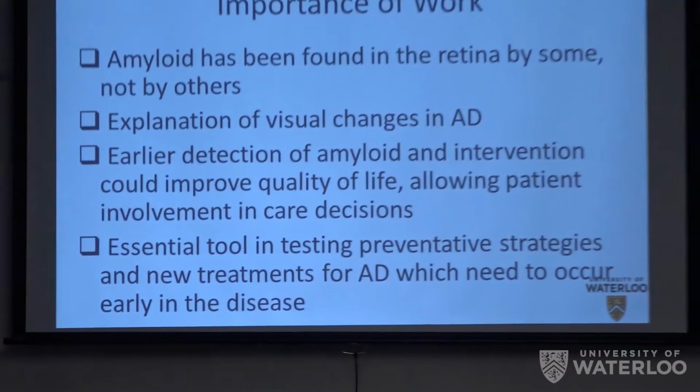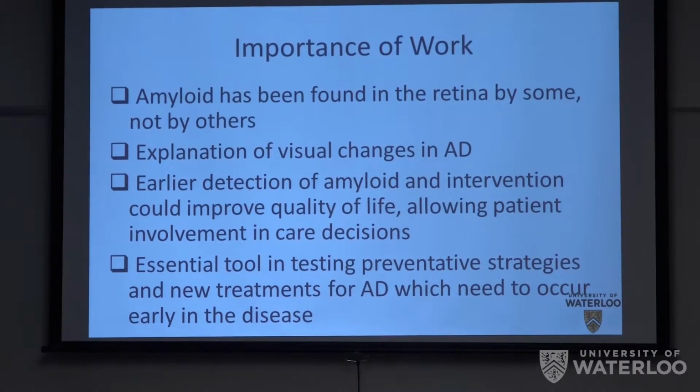But it would give people a number of years of improved quality of life. Also, if we knew for sure it was Alzheimer's disease, that's important as well, since it's difficult to differentiate causes of dementia as to exactly what the cause is. So the other important thing is that this is essential for preventative strategies and for the development of new treatments.